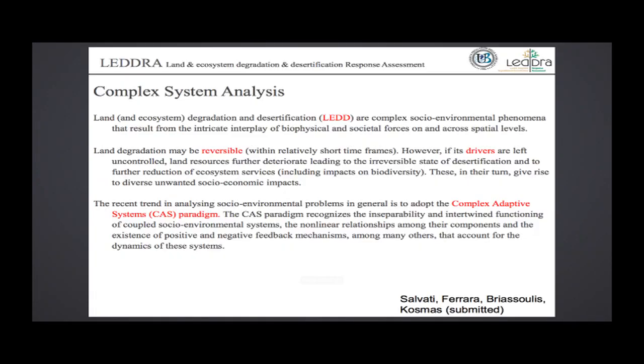Just to make some more additional comments on this, I want to introduce some theory about complex system theory and complex system analysis. I want to use some slides taken from a very recent project, a 7th framework project, which was completed a few months ago and coordinated by the University of the Aegean in Greece.